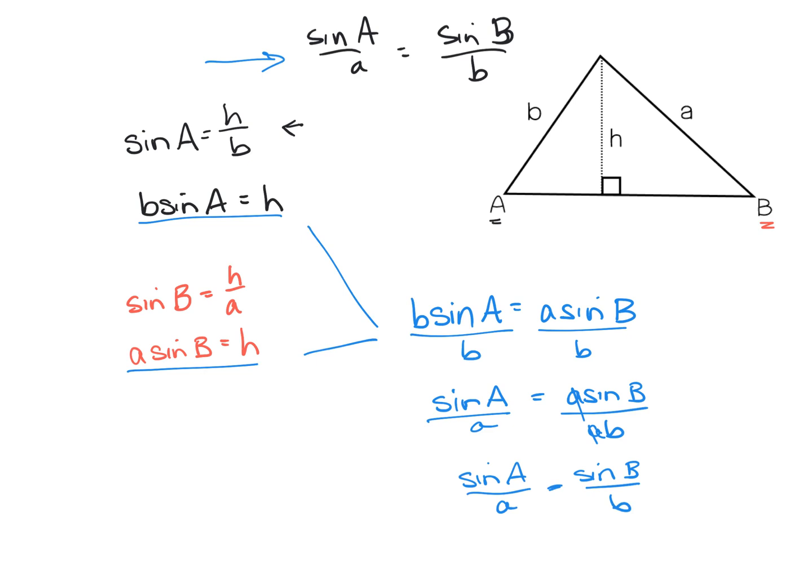Again, we can interchange those with angle B and C. We can call them X and Y. It doesn't really matter. We're really looking at the sine of an angle over its side is equivalent to the sine of another angle over its side.